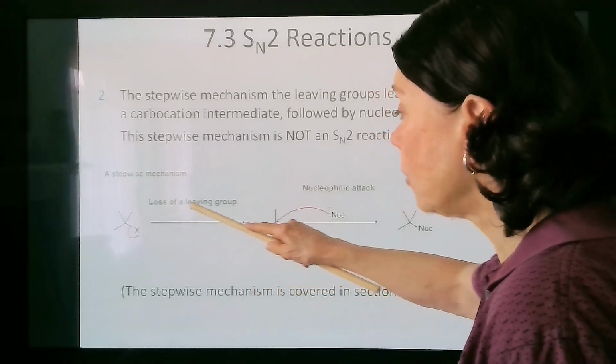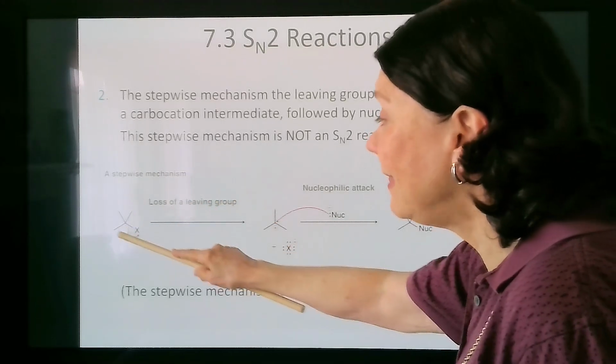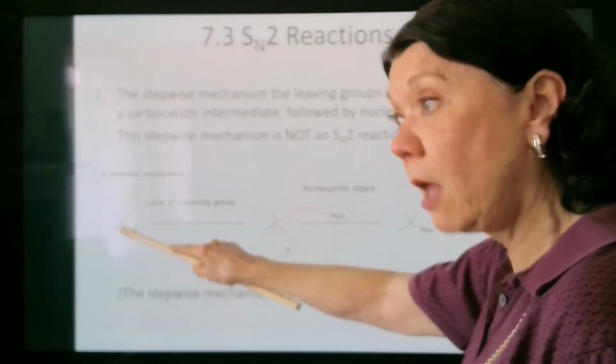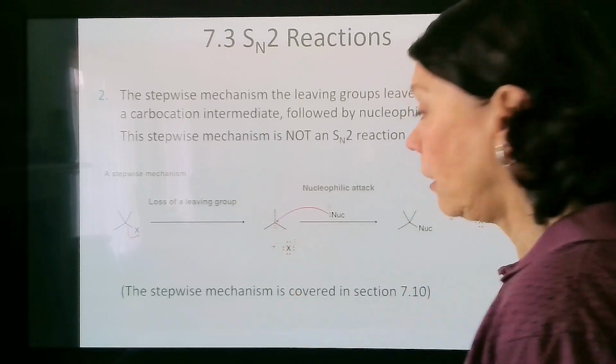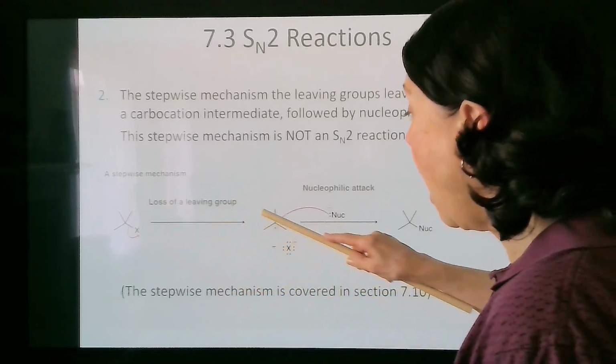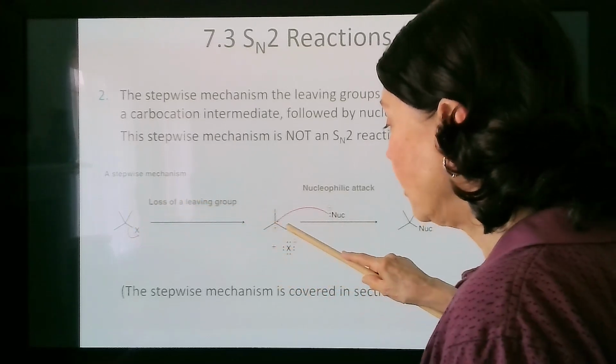So the first step is loss of a leaving group. This is going to be the rate determining step because you are going from a neutral molecule to a charged molecule, and that is invariably uphill. So you're going uphill. This is going to be your rate determining step.